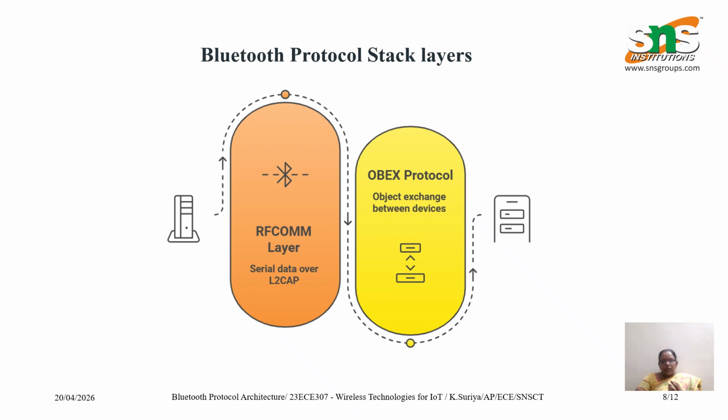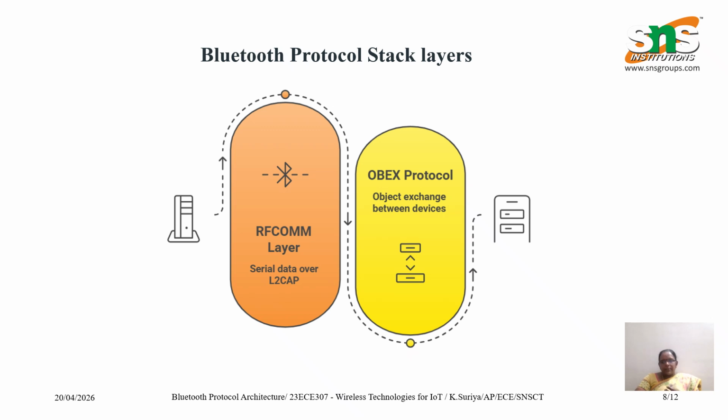The next one is the RFCOMM layer, a cable replacement protocol that emulates serial ports. It provides serial data communication over L2CAP, and it supports protocols such as WAP and OBEX based on the ETSI TS 07.10 standard. The next one is OBEX, which is the object exchange. It is used for exchanging objects such as files, images, and contacts between the devices. Commonly, it is used in file transfer and data synchronization applications.